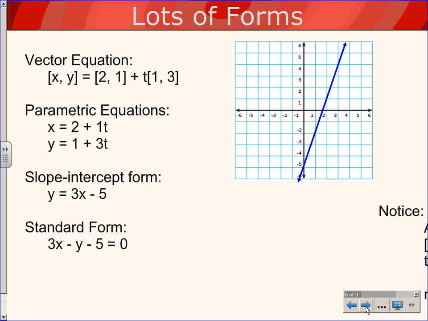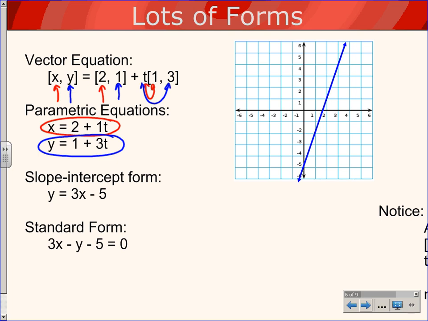All that we do to get parametric is we break up the vector equation. So to get this x equation, I take all of the x parts. So x equals 2 plus 1t. And that gets me the x coordinate. And then y is equal to 1 plus 3t. Okay? And there's a reason for that.